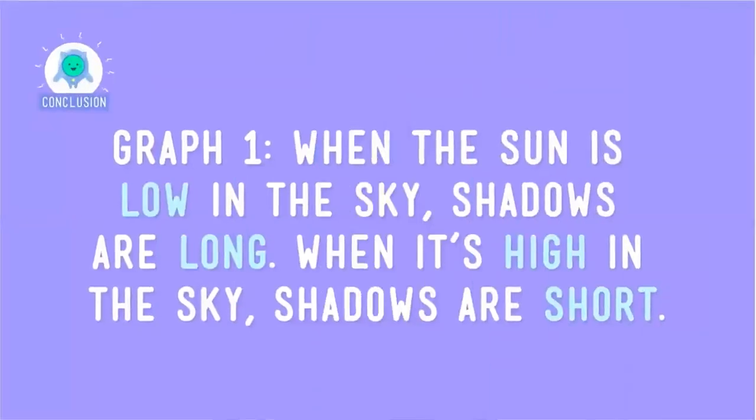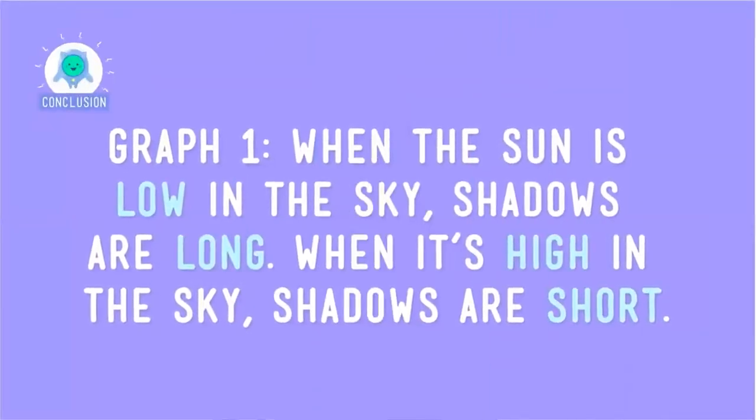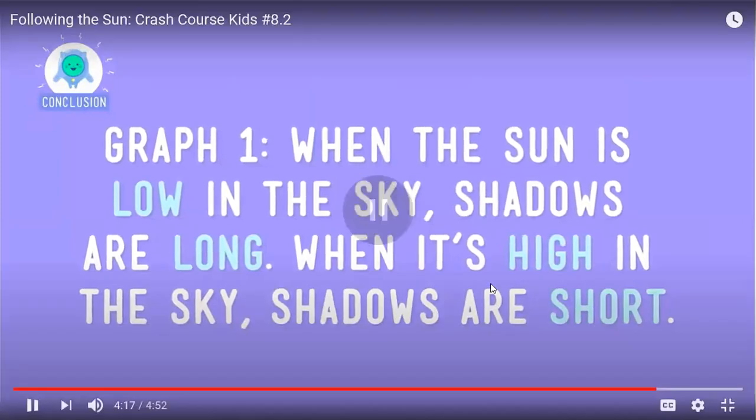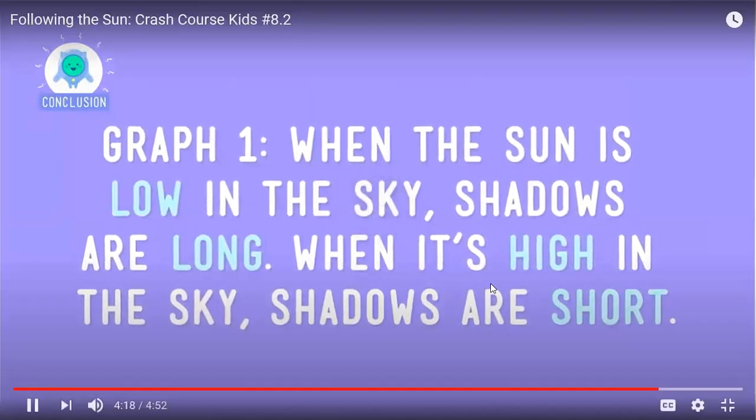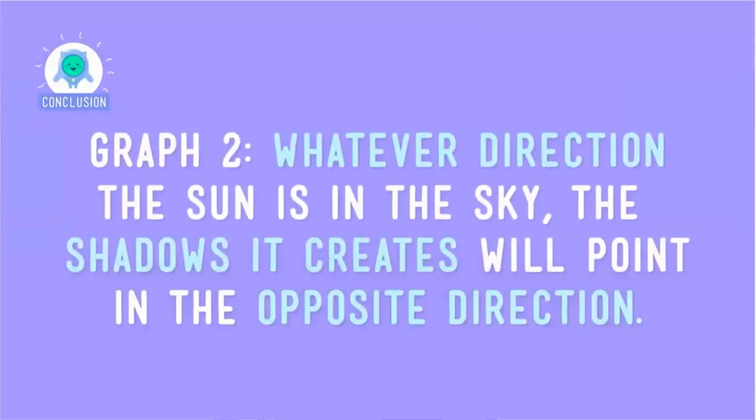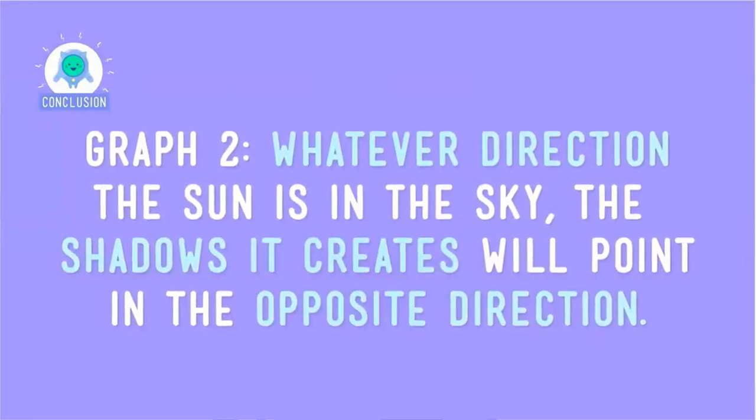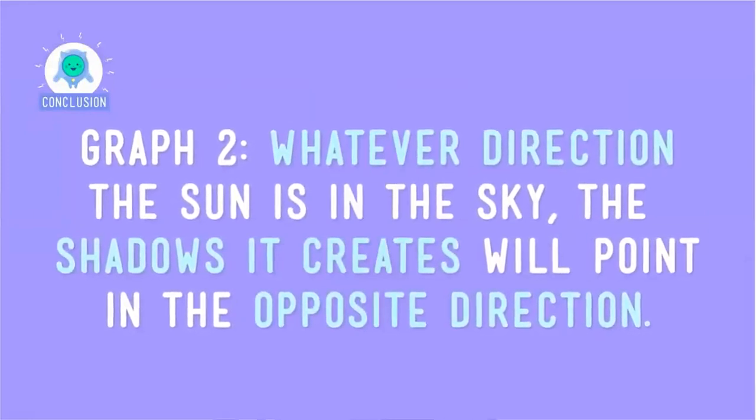So graph number 1 shows us that when the sun is low in the sky, shadows are long. When it's high in the sky, shadows are short. Graph number 2 shows us that whatever direction the sun is in the sky, the shadows it creates will point in the opposite direction.